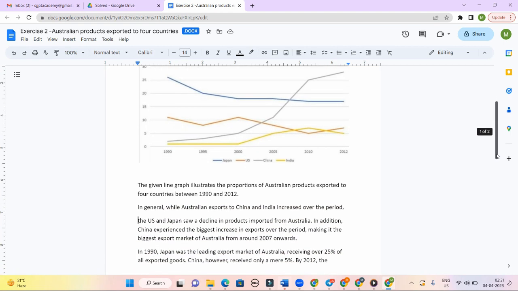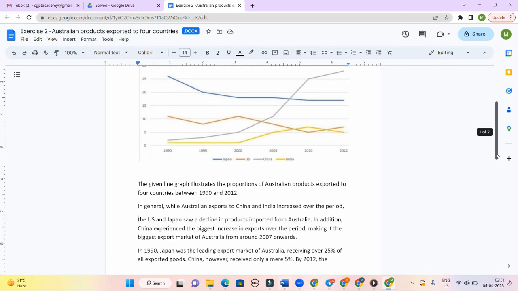Now let's understand this graph, how you will draft the report for your IELTS exam. That is Task 1. The given line graph illustrates the proportion of Australian products exported to 4 countries between 1990 and 2012. That means these countries receive the products from Australia.